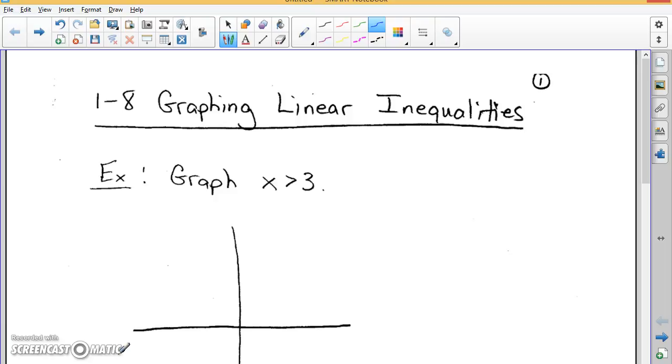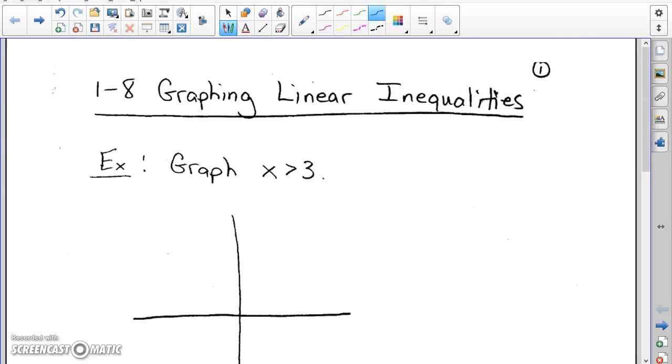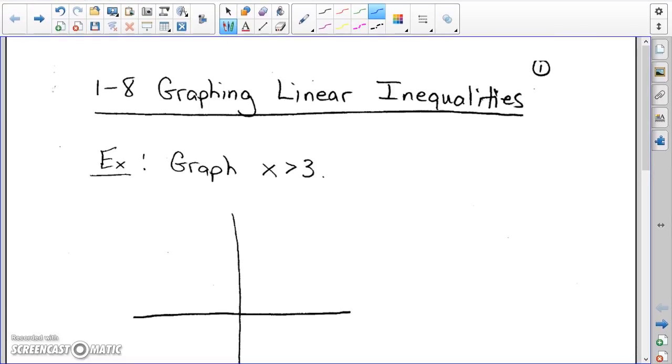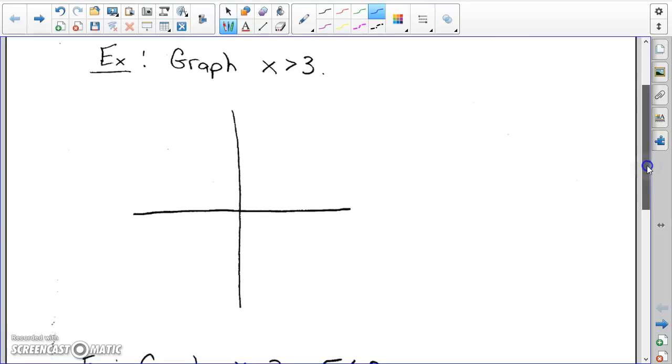So what we have here is 1.8 graphing linear inequalities, and there's a lot of good stuff in that video we just watched. Hopefully we will be able to utilize all of that here in our notes that we're about to take. We're going to just go ahead and get started in some examples. First example we have is graphing x greater than 3.